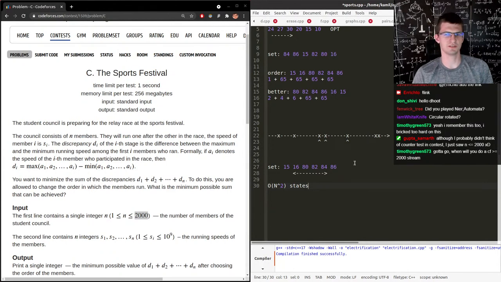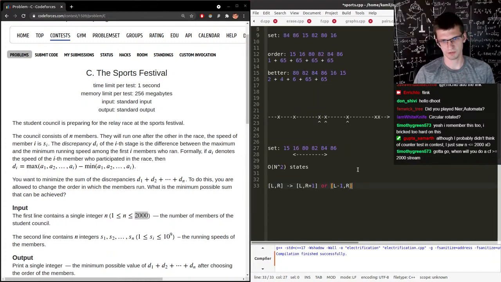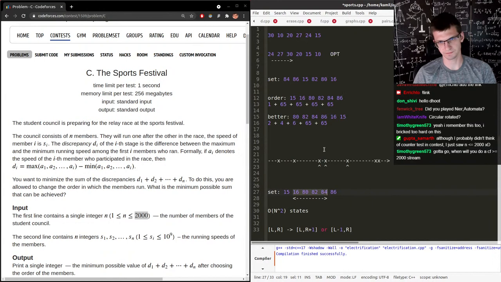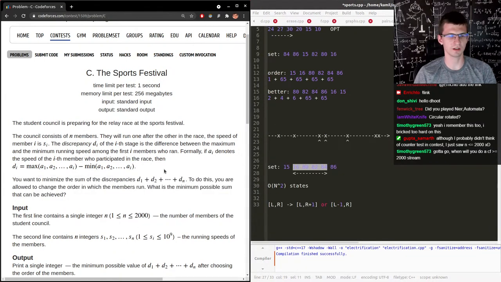And always we have two decisions to make. The transitions will be from (L, R) to (L, R+1) or (L-1, R). And there are at least two ways to implement this. Even recursively, I'm sure you can do it. I will do something and it will be fine. And obviously, for such a prefix where those numbers are used, I care about the minimum sum so far. What's the minimum sum of differences I already accumulated? We just minimize the answer, the thing they told us to minimize.